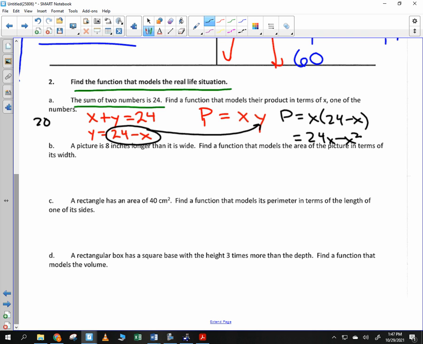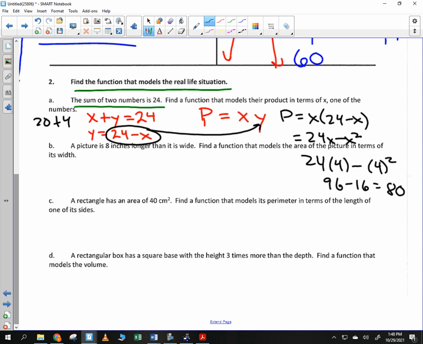24. Okay. Everybody agree that 20 plus 4 is 24? Okay, what's 20 times 4? It's 80, right? Well, instead of needing both numbers, you just need 1. Watch, I'll plug in 4. 24 times 4 minus 4 squared. 24 times 4 is 96, minus 16, I get 80. So this says I just need 1 number, and it can tell us what it is.